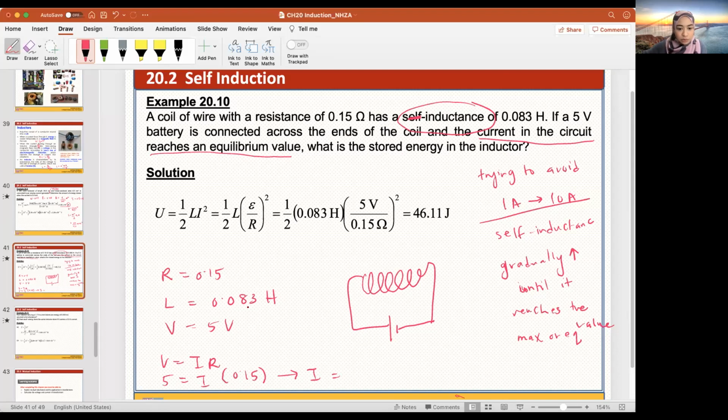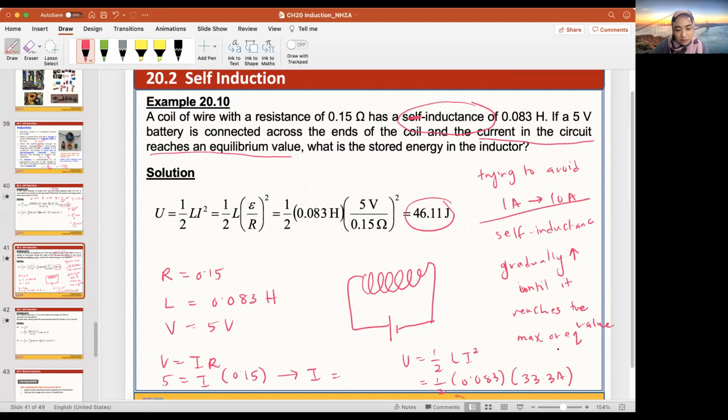Do we have L? Yes, we do have L. So U equals 1 over 2 Li squared. 1 over 2, 0.083. Can someone calculate I for me? I don't have my calculator here. What is 5 divided by 0.15? 33.3. 33.3 ampere. Okay, thank you. So 1 over 2 times 0.083 Henry times 33.3. So you will get U, which is the potential energy in joules, 46.11. I hope that's correct. I hope we got it correct.